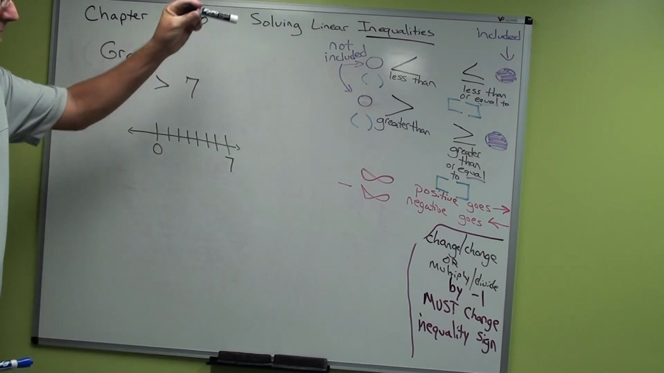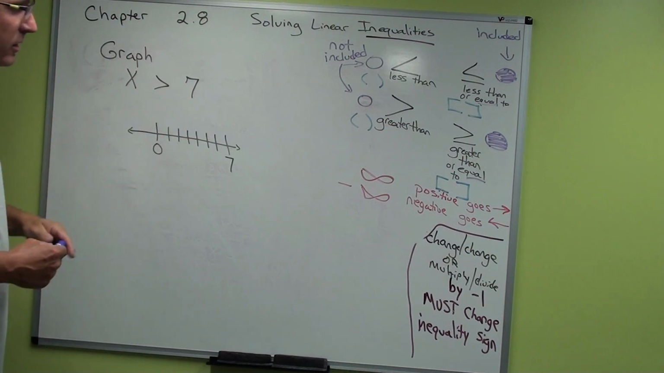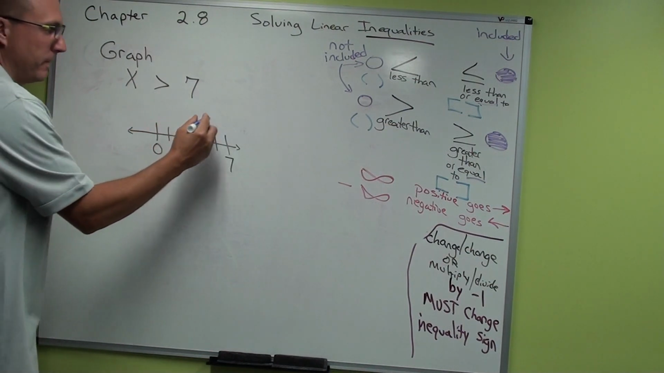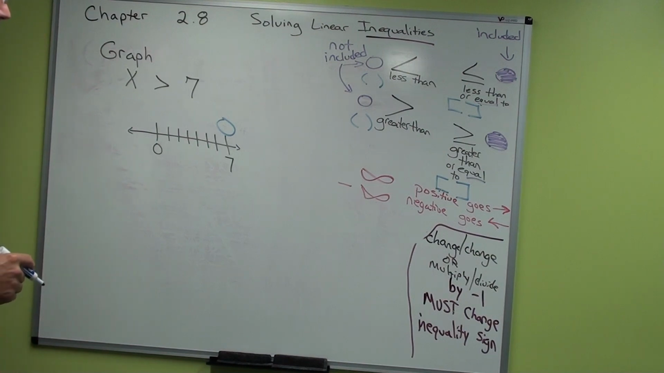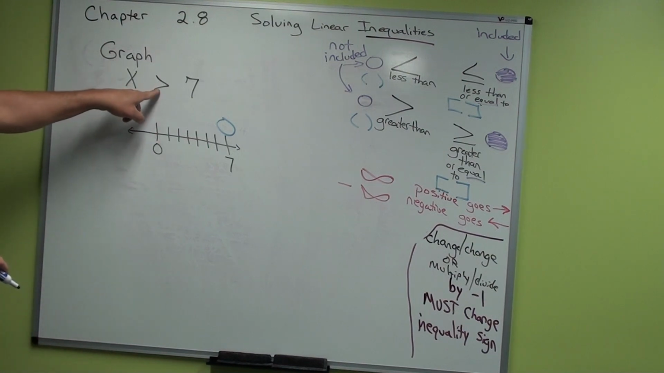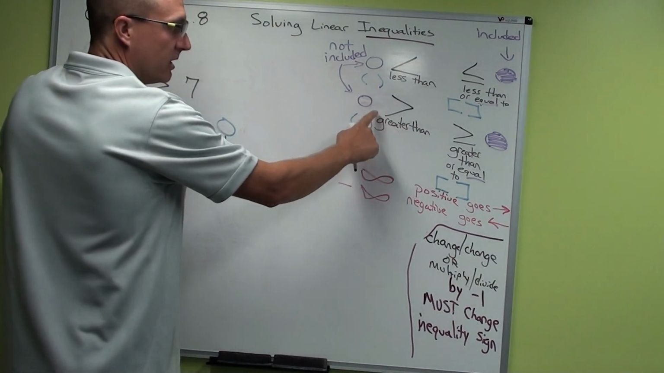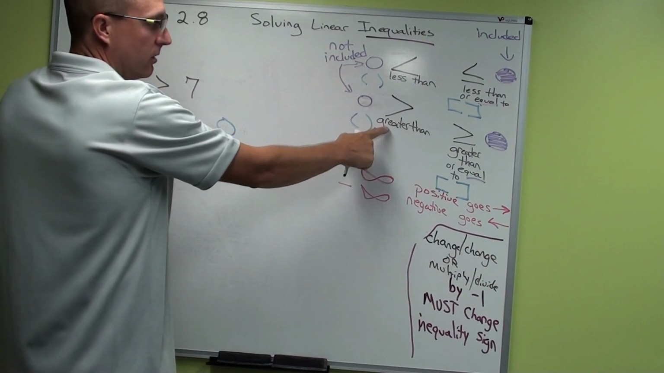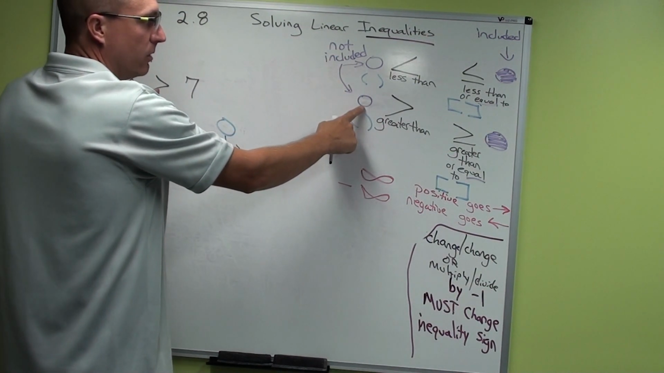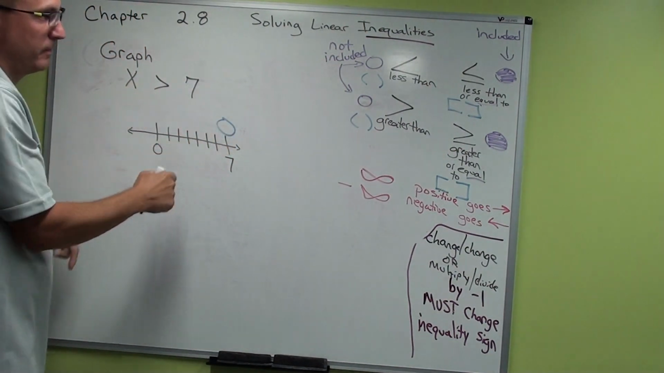Okay, now we have to follow that chart up there. So we know our number is at 7. So what we do is we take the number and we put a circle above it. Okay? Now we have to look at this. This says x is greater than 7. So greater than is an open circle because the number's not included. Greater than, open circle, the number's not included. So it stays open like this.